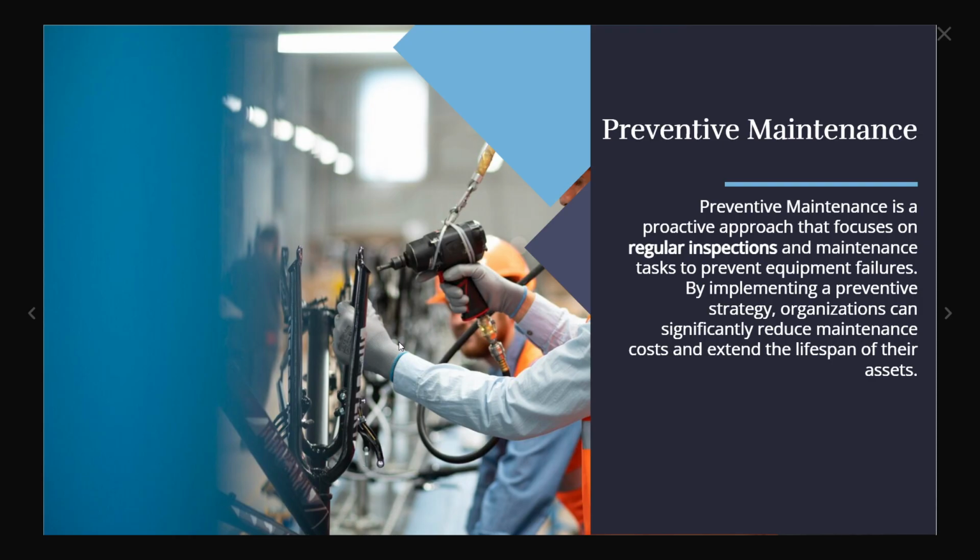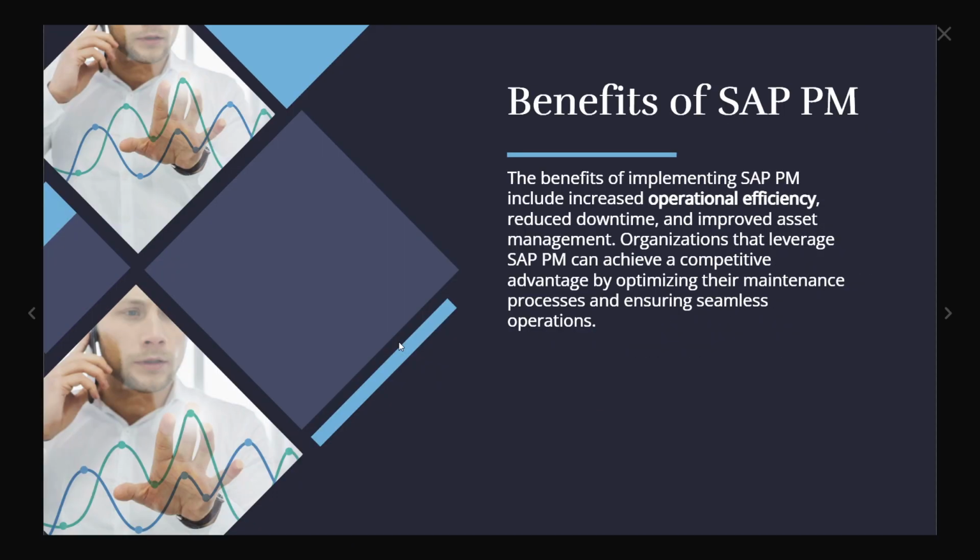And last is preventive maintenance. So, preventive maintenance is a proactive approach that focuses on regular inspections and maintenance tasks to prevent equipment failures. So, by implementing a preventive strategy, organizations can significantly reduce maintenance costs and extend the lifespan of their assets.